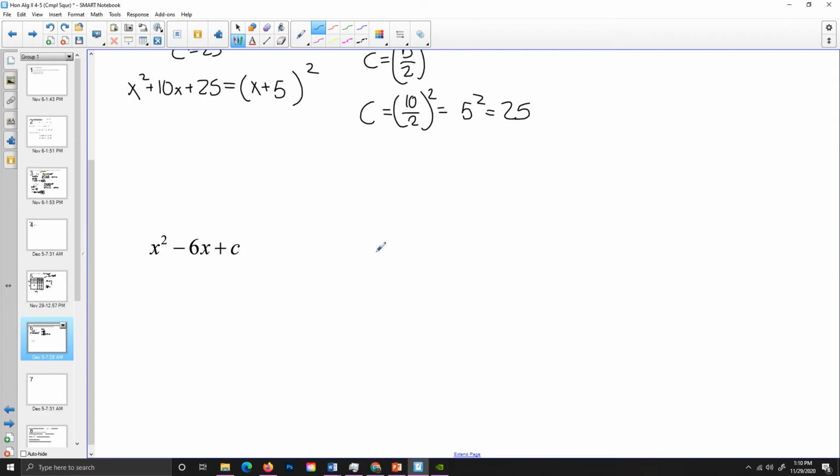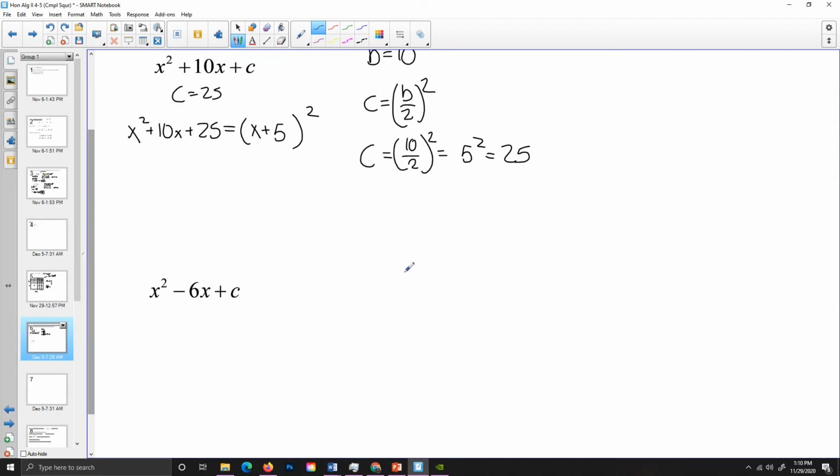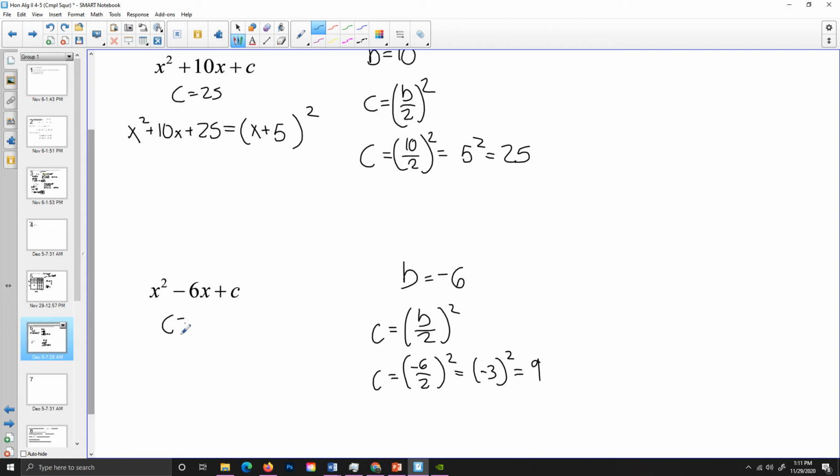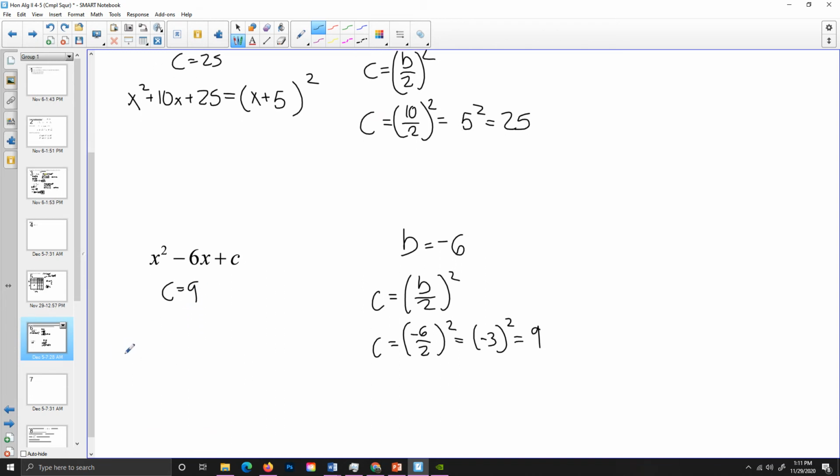It also works for negative values. So if I say that my b is equal to -6, then c will be b over 2 quantity squared, and we'll go -6 over 2 quantity squared equal to -3, and then -3 times -3 is 9, so my c is 9. My perfect square trinomial is x squared minus 6x plus 9, and that is going to equal to the perfect square binomial of x minus 3. And that is my final answer for that.